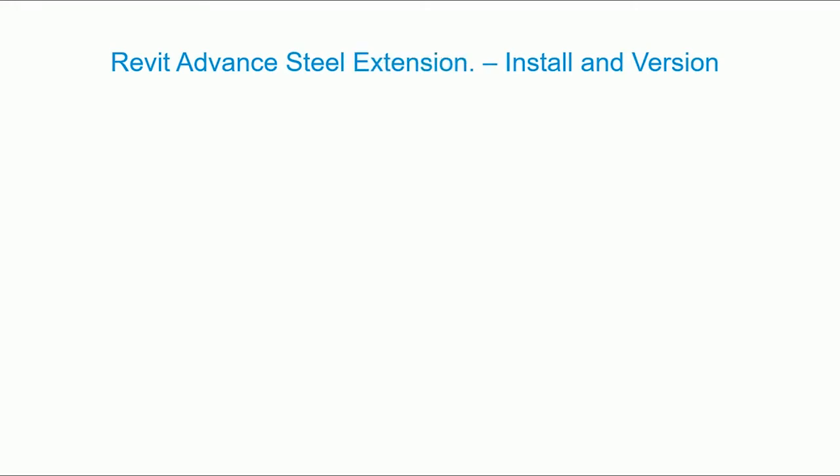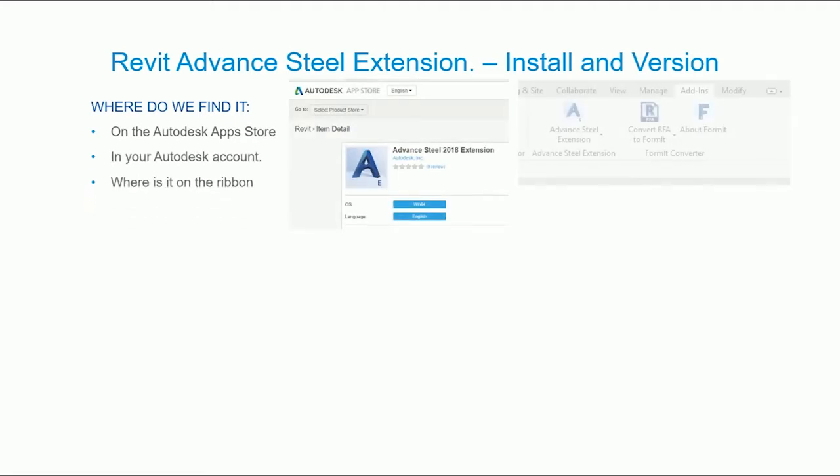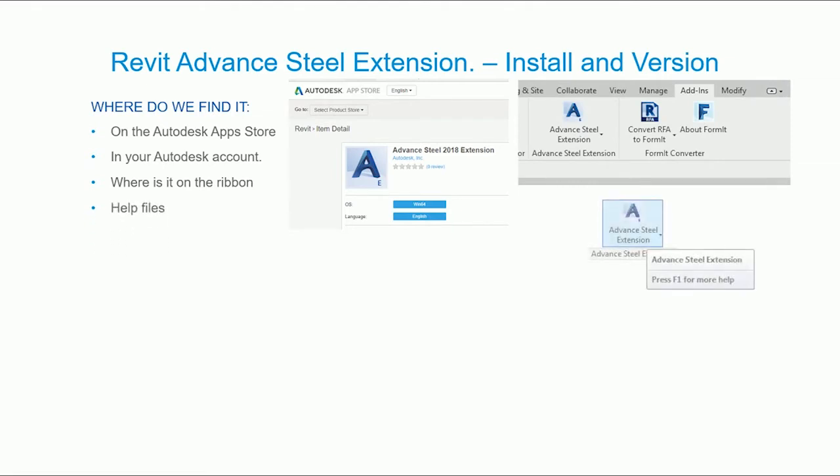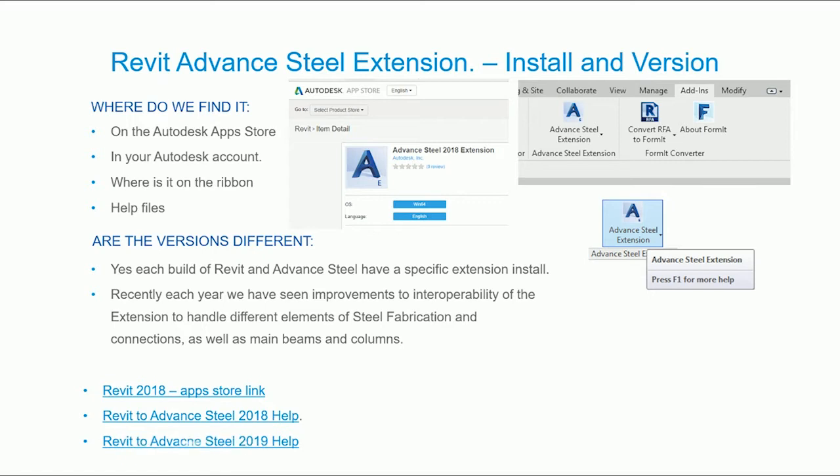So, the extension between Revit and Advanced Steel. We always get asked this: where do I find it? Well, it's available on the App Store for, I think, 15, 16, 17 and 18. 19 is now in your Autodesk account. Are there any help files? Yes. Where does it get installed on the ribbon? Are there different versions? Yes, there are different versions.